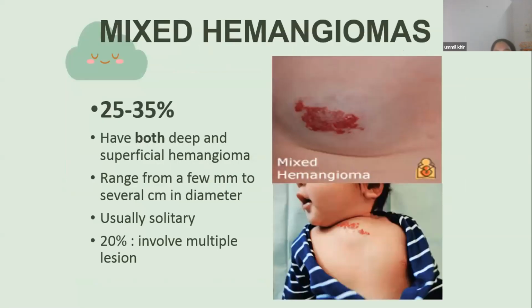Next. And the third one is mixed hemangioma. Mixed hemangioma has both deep and superficial hemangioma. It ranges from a few millimeters to several centimeters in diameter, and it is usually solitary. But in 20% of cases it also involves multiple lesions.